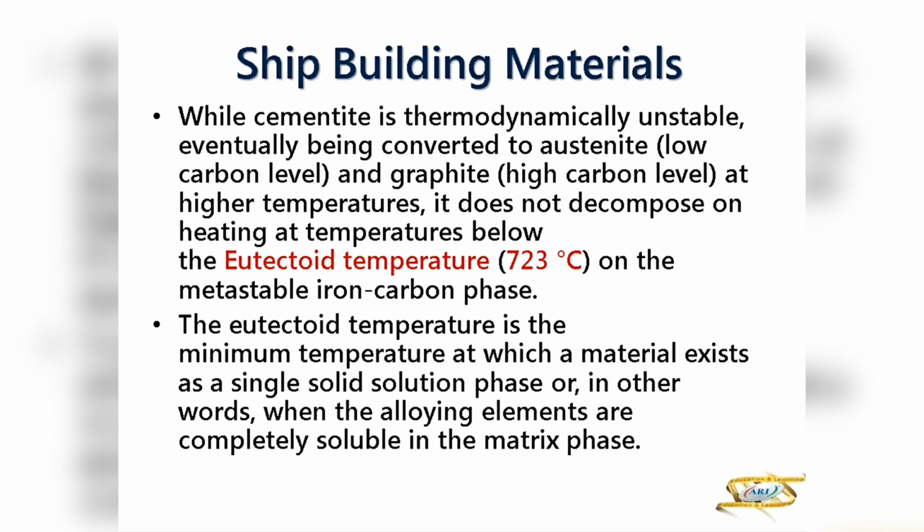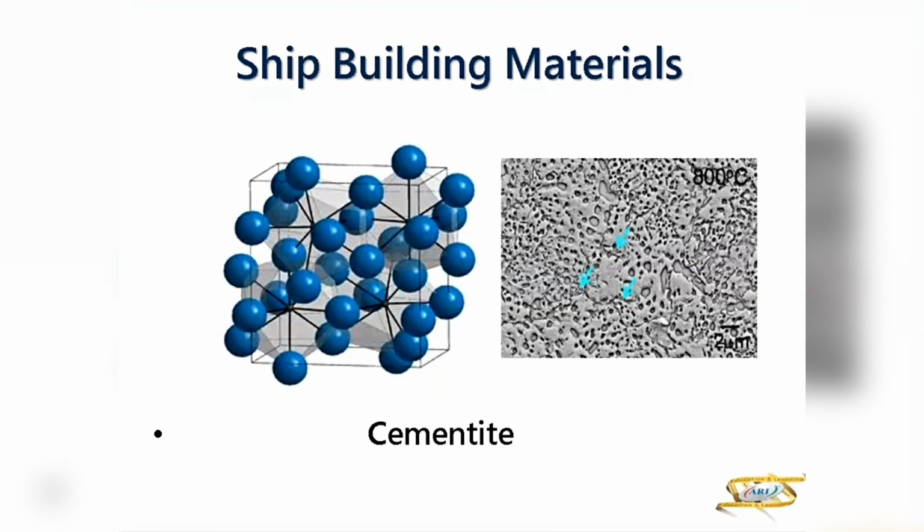The eutectoid temperature is the minimum temperature at which a material exists in a single solid solution phase, so that your alloying elements are totally soluble in the matrix phase. So that is the minimum temperature. After that, the changes will take place. Now, if you see cementite, the structure is orthorhombic with a carbon atom here followed by 3 atoms of iron. You see the grain-like structure here of the cementite.